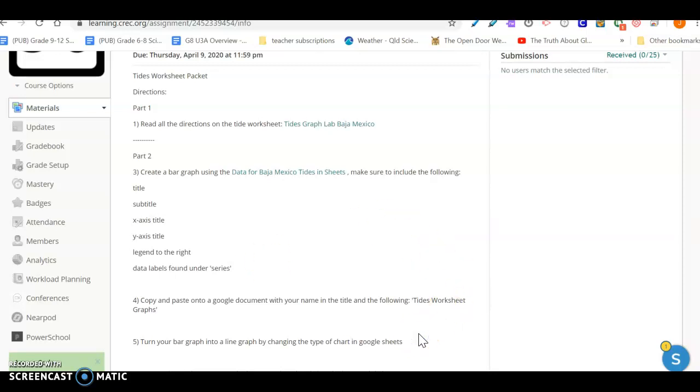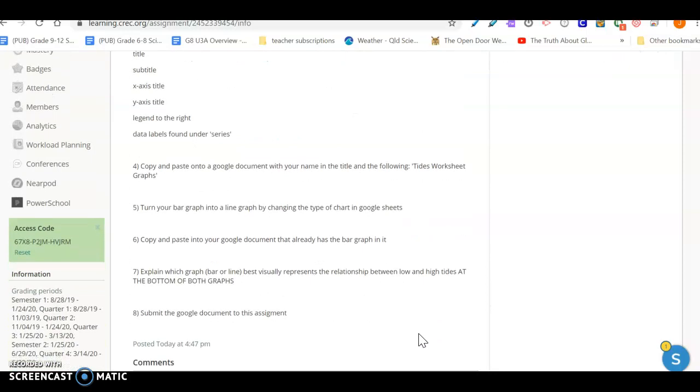And then at the very end of that document, you're going to explain, and this is on number 7, which graph, bar or line, visually represents the relationship the best way for you. Like, which do you prefer to use to make sense of how high tides and low tides work here in Baja, Mexico, and what that looks like on a tide chart? Because definitely graphs are way more visually representative than a data table, which is just numbers. When you're looking at it, you do not necessarily see patterns right away that you would see in a graph.